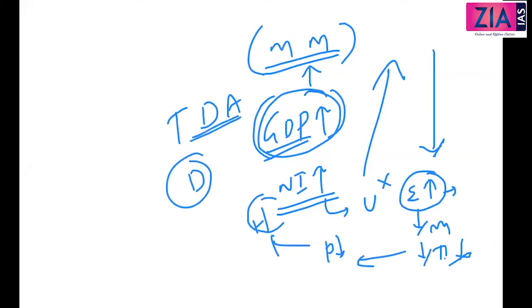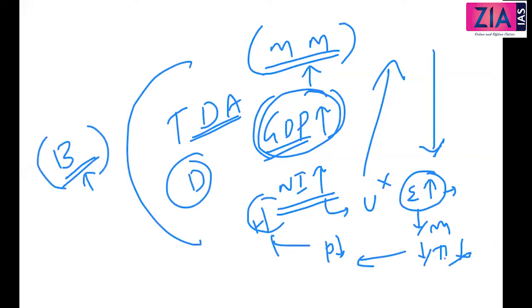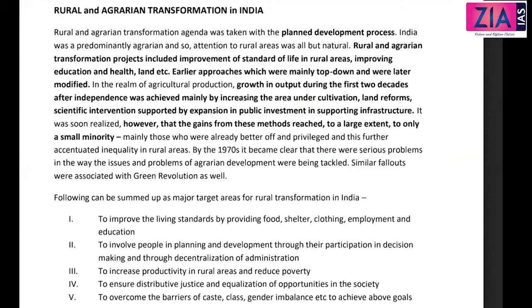This is the initial approach, but later it was reversed and you went for a bottom up approach, focusing at the grassroots level, and we went for panchayati raj institutions, democratic decentralization. All these are part of the bottom up approach. Initially, it was mainly top down, but later modified.